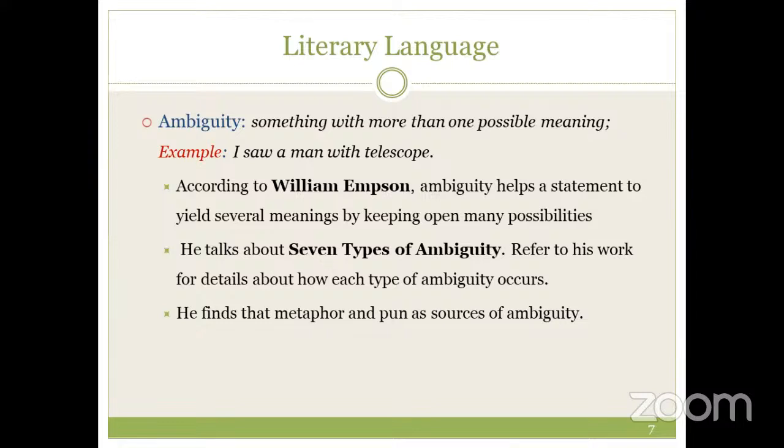I saw the man carrying a telescope, and another meaning, I saw the man through the lens of the telescope. Two different meanings. Very good. So this possibility of more than one meaning at a sentence level or at a word level in usage is what we call ambiguity.